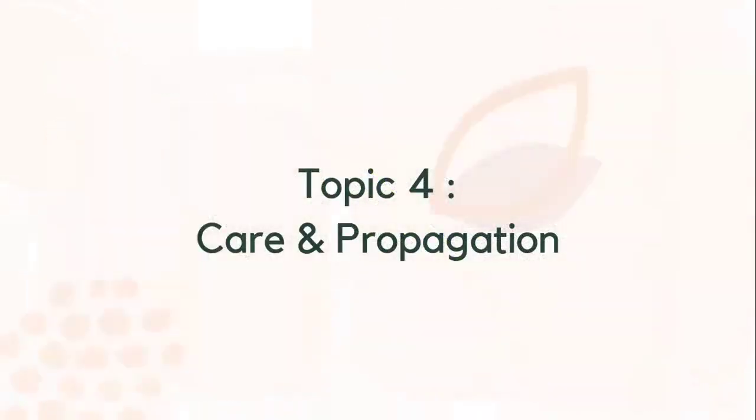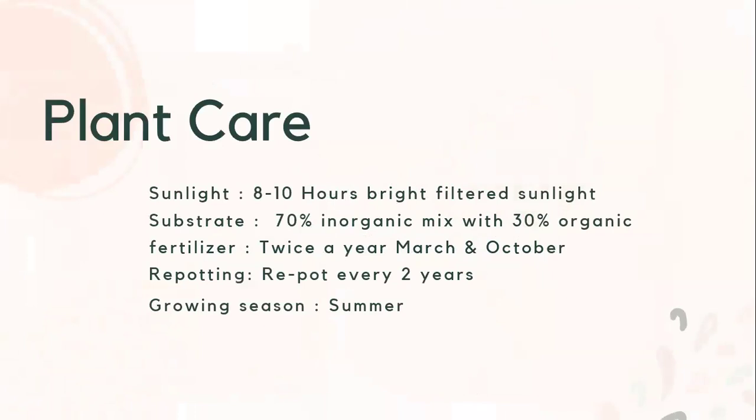So topic number 4. If you have questions, you can ask questions. Topic number 4, care and propagation. Sadly, we can't grow asterias indoors. It should be outdoors. If it's indoors, you really have to supplement the lighting. It needs at least 8 to 10 hours of bright filtered light.